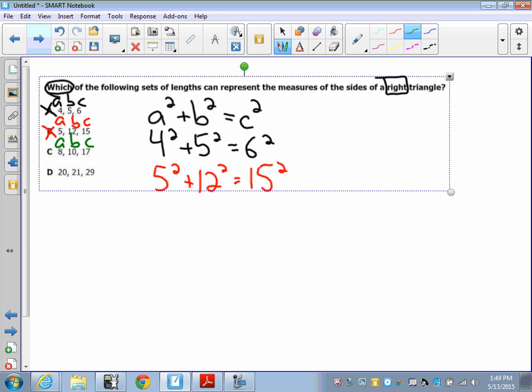A, B, and C right here. Does 8 squared plus 10 squared equal 17 squared? No, it does not. The correct answer is going to be D.